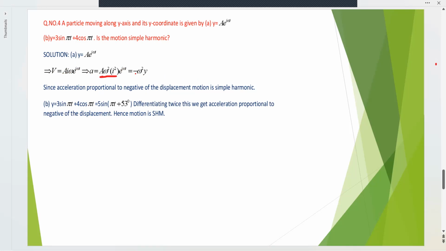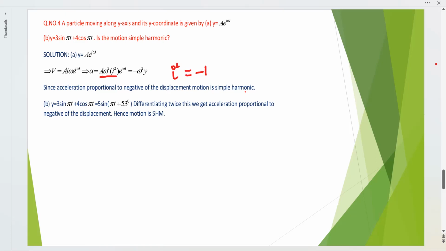Focus here on how we got the minus. If you have learned complex numbers in mathematics, then you know the value of i square equals minus 1. Or if you did not know that, you can learn now that i square equals minus 1. That means the acceleration is equal to minus omega square into y. That means acceleration is proportional to the negative of the displacement. Therefore, the motion is simple harmonic.